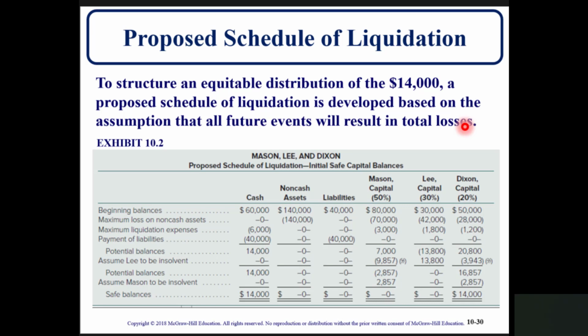So, a proposed schedule of liquidation. To structure an equitable distribution of the $14,000, a proposed schedule of liquidation is developed based on the assumption that all future events will result in total losses. And so this schedule is prepared by the accountants. Proposed schedule of liquidation, initial safe capital balances: here you have the beginning balances, maximum loss on non-cash assets, maximum liquidation expenses, payments of liabilities, which we already know is $40,000. Then you have your potential balances. Then you assume Lee to be insolvent, and potential balances assuming Mason to be insolvent, and then your safe balances, and that allows them to allocate the $14,000.